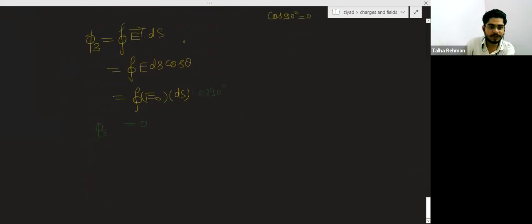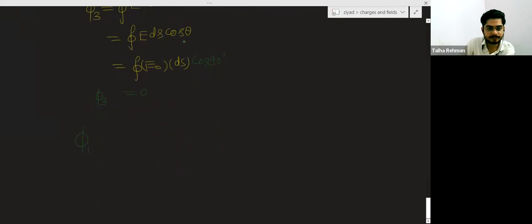Now if you calculate the total flux from the cylinder, then you will add phi 1 plus phi 2 plus phi 3. What is phi 1? Phi 1 is E naught into pi r square. Phi 2 is again E naught into pi r square. And phi 3 is equal to 0. So finally you will get your answer, 2 E naught pi r square. So this is your total flux through the cylinder.